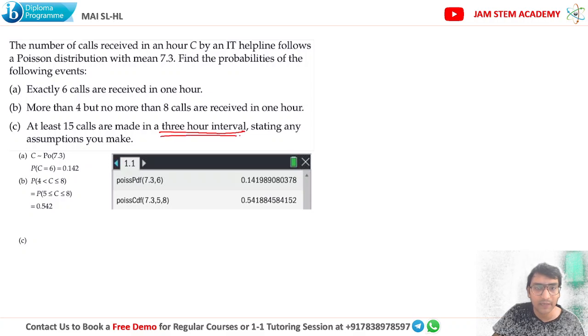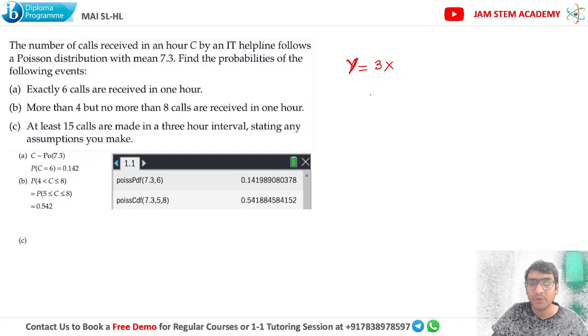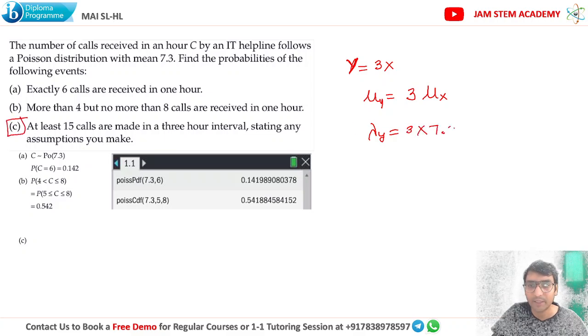Okay. Third part. It says at least 15 calls are made in a 3 hour interval. Remember this, 3 hour interval. So instead of taking X this time, our random variable is 3X. Let's call it Y, where Y is equal to 3X. And you already know for this 3X, the mean value changes to 3 times the old. So mu of Y will be 3 times mu of X. So our new lambda for the C part will become 3 times 7.3. Clear? So this time our lambda value is going to be 21.9.